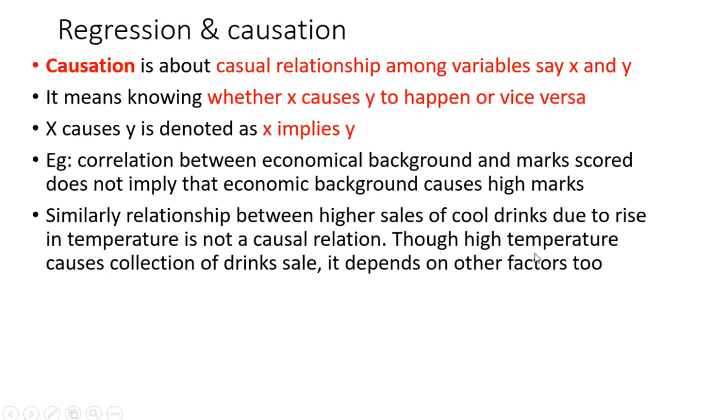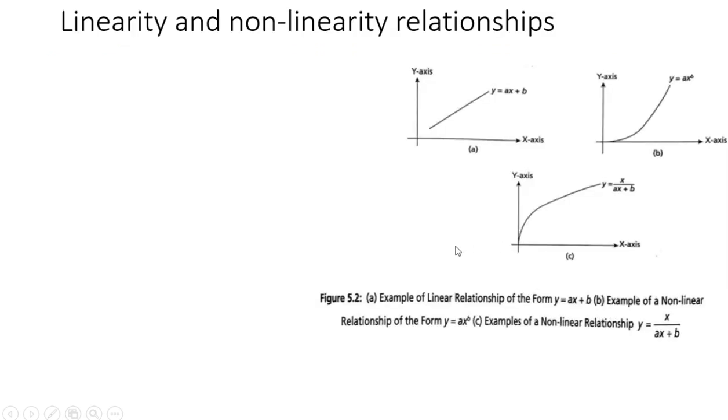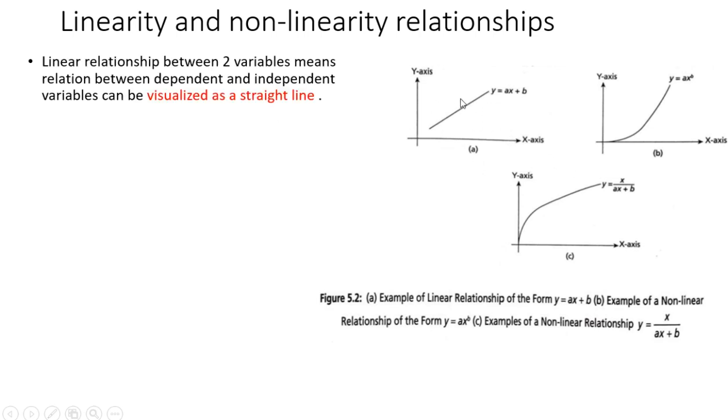So that's about causation. There's also something you need to know. When we discuss the relationship between x and y, you need to know whether it's a linear or non-linear relation. Linear relation means that when you draw the relation between dependent and independent variables, you can visualize it as a straight line. So figure A is an example of a linear relationship.